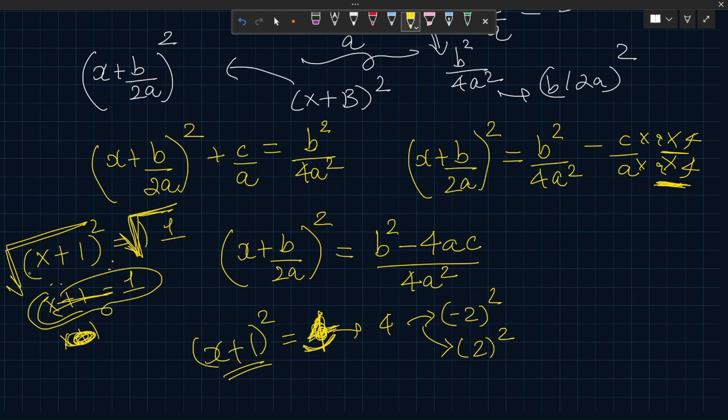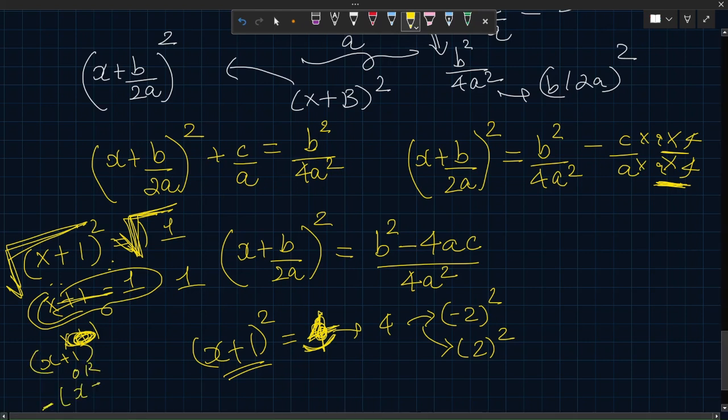So if I have x plus 1 the whole square is 1, if I take square root on both sides, square root of 1 is just 1. Square root of x plus 1 the whole square can either be x plus 1 or it can be minus of x plus 1.